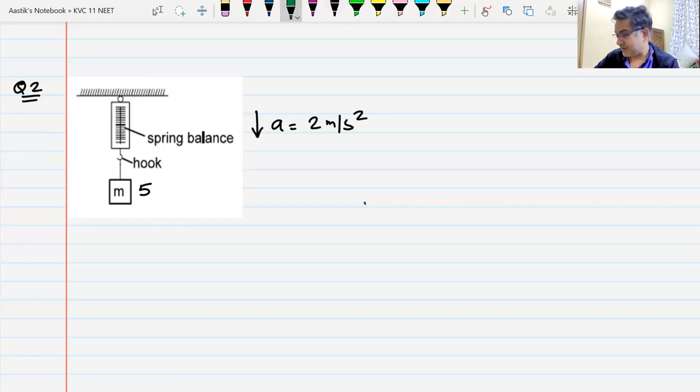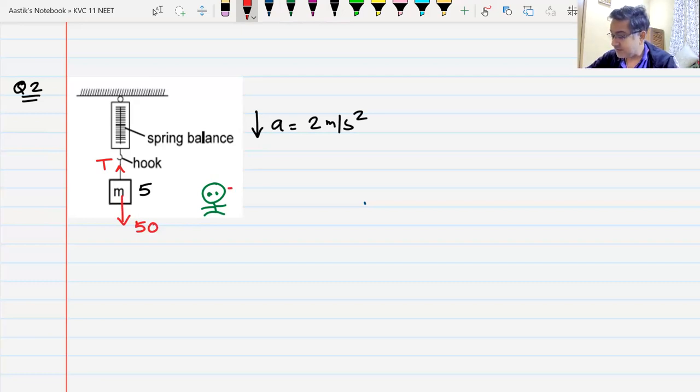Thank you, sir. Now, again, I will make the equation. I will sit in this lift and make the equation. How will I make the equation? First, I will write the forces that I see. T is upwards. Mg, which is 5 into g, 50, is downwards. Now, these are the real forces.